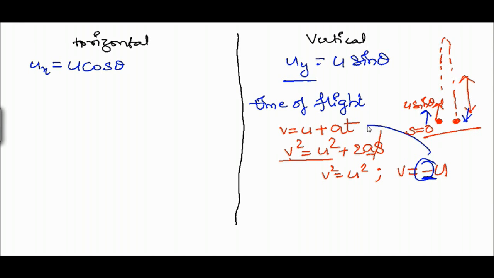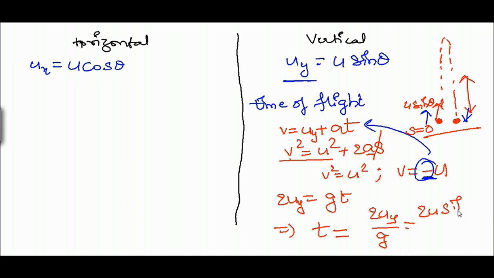So implementing this over here, we have the equation 2u = gt, with uy. This is y, this is also y, you have to consider this. That implies time taken is 2uy by g, that is equal to 2u sin theta by g. So this is the first equation, the time of flight, that we have derived here.